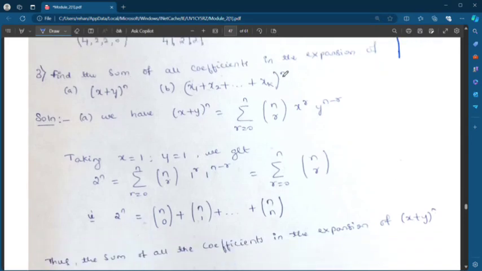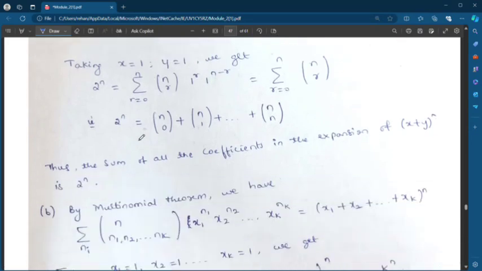Okay, so in the expansion of x plus y to the power of n, we have x plus y to the power of n is equal to summation of r equals 0 to n, nCr, x power r, y power n minus r. Taking x equal to 1, y equal to 1, we get 2 power n, same as we solved in the first question, that is 2 power n is equal to nC0 plus nC1, and so on up to nCn. If you take x as 1 and y as 1, both will go off, because 1 to the power of anything is again 1. So only this will remain.